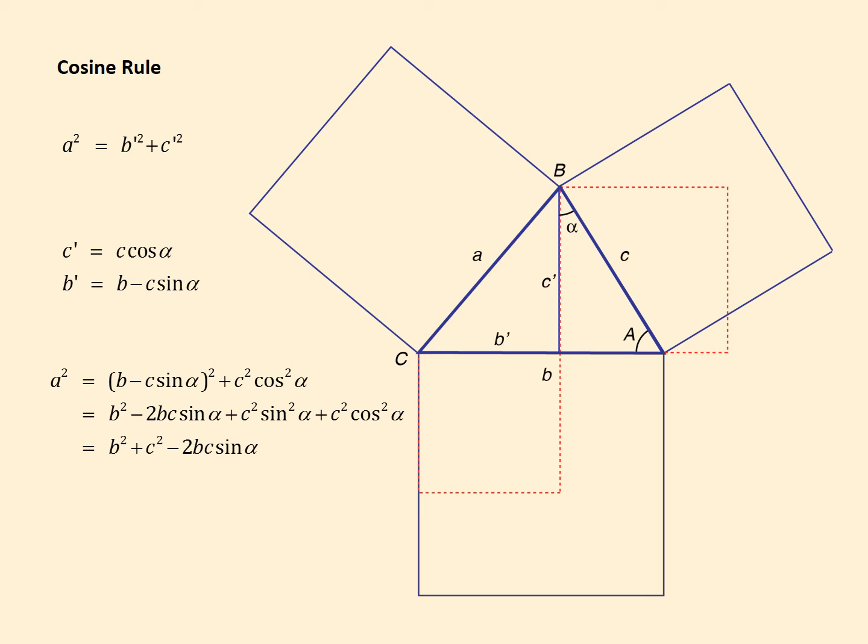And those two last terms on the right simplify to C squared because sine squared alpha plus cos squared alpha is 1. And that results in the cosine rule, A squared equals B squared plus C squared minus 2BC sine alpha. Now, sine alpha is the same as cos of angle A. And so we land up with A squared is B squared plus C squared minus 2BC cos A.